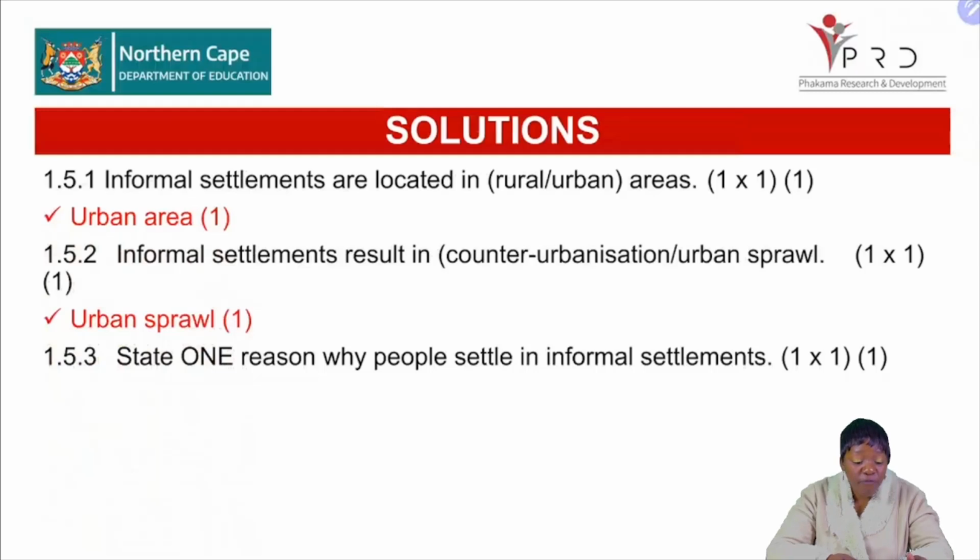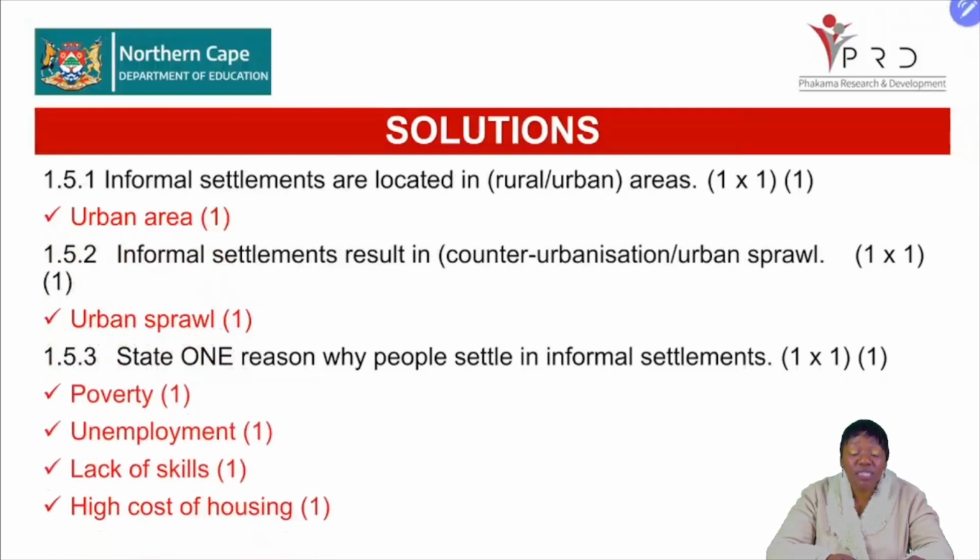Then your 1.5.3, you state one reason why people settle in informal settlements. Number 1, most of all it is because of poverty as well as unemployment. If you are unemployed, obviously you're going to choose these areas because you're going to stay there for free, and the material they use to build those informal settlements is cheap or free. They take whatever they come across. Then we're looking at the lack of skills or the high cost of housing.